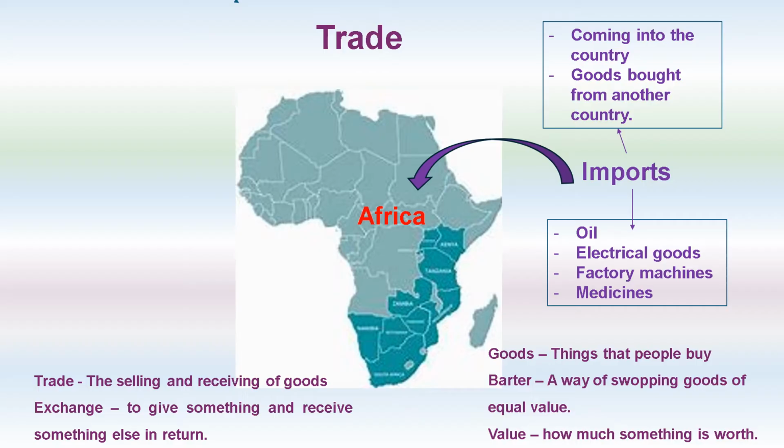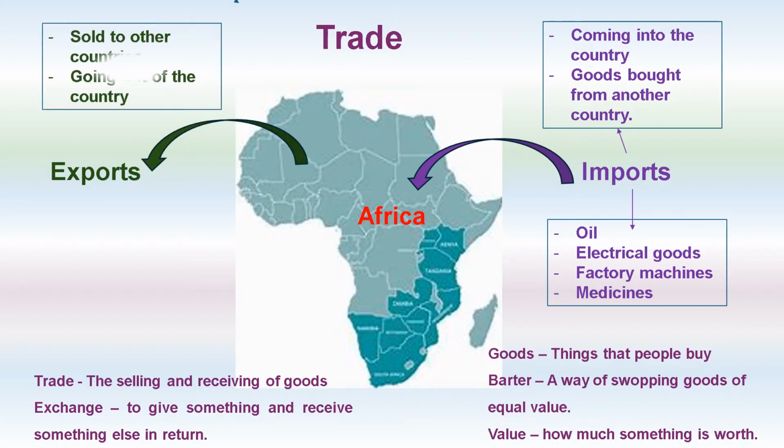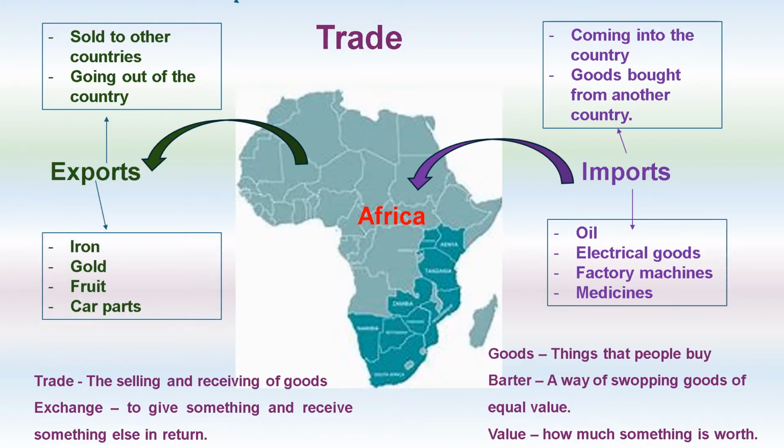Now, trade can also be exported. So this means that they are goods that are going out of Africa. That means that South Africans make products and it is sold to other countries. And these goods are basically iron, gold, fruit, and car parts.